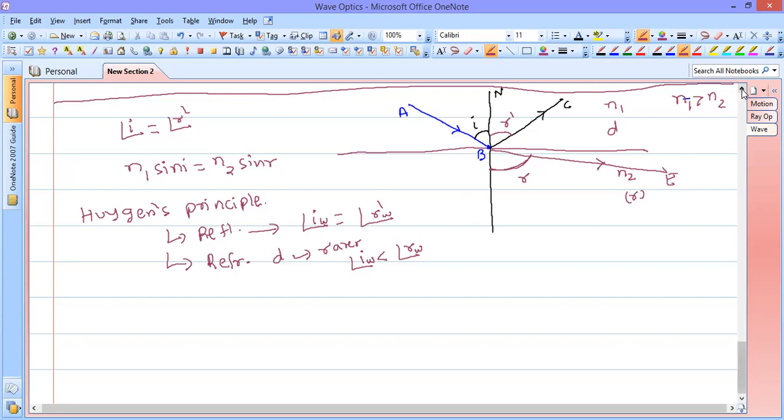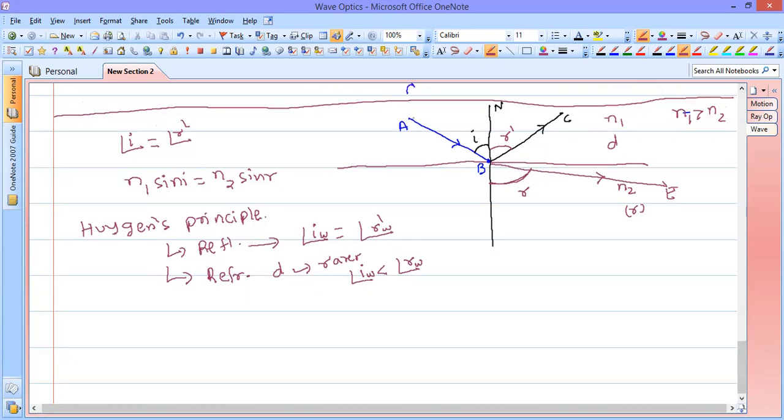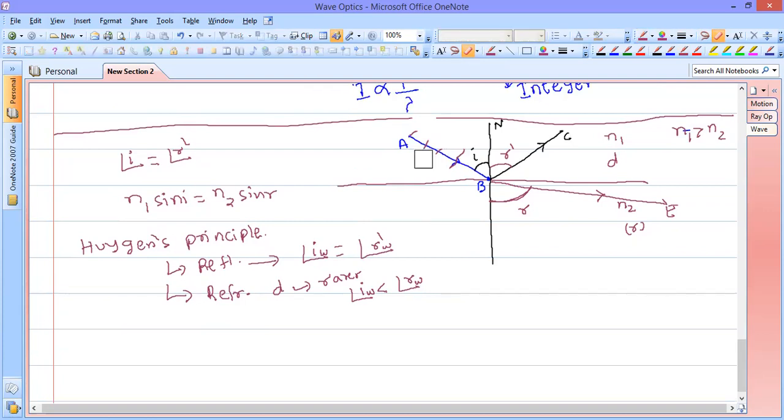Yes, sir. Now see here, whenever I'm having a light ray, it will move in the form of a wave. That is, suppose like this. Okay. Similarly, another wave from here. Okay, it meets. That means the joining of the points of the amplitude, okay, we are having an incident wavefront.